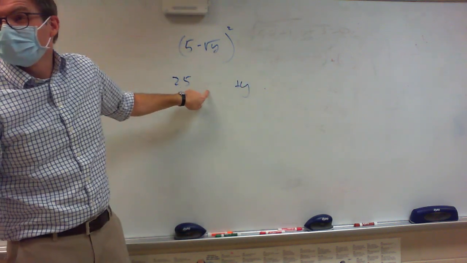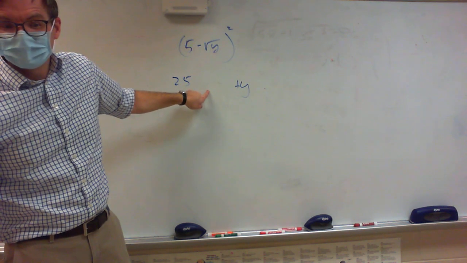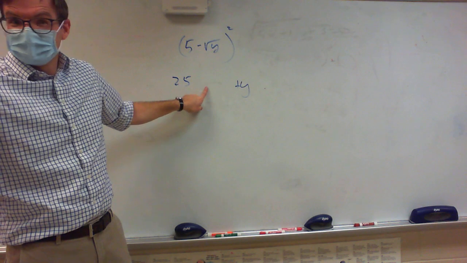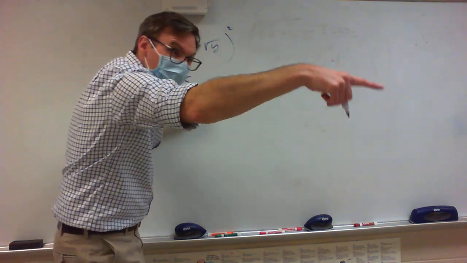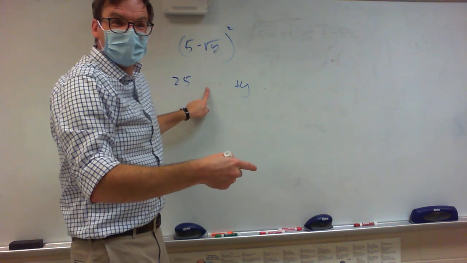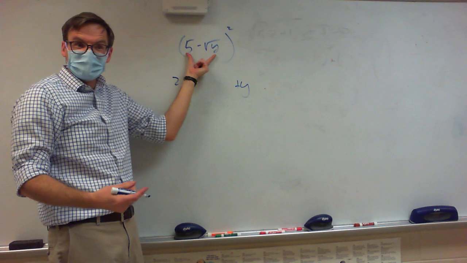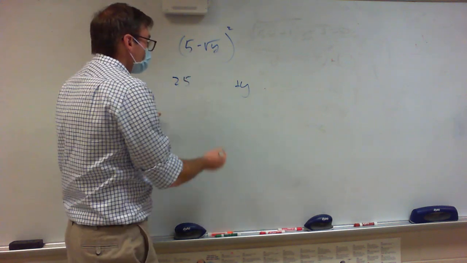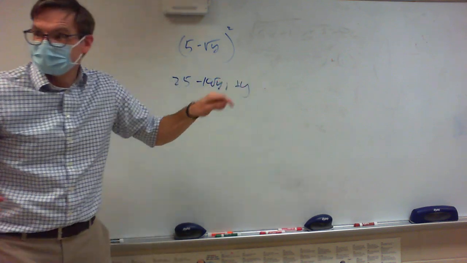What goes here? Negative 10 square root of y. Remember the trick? You multiply these together and double it. If I multiply these together and double it, I'm going to get minus 10 square root of y, and I still get the plus y. Does that make sense?